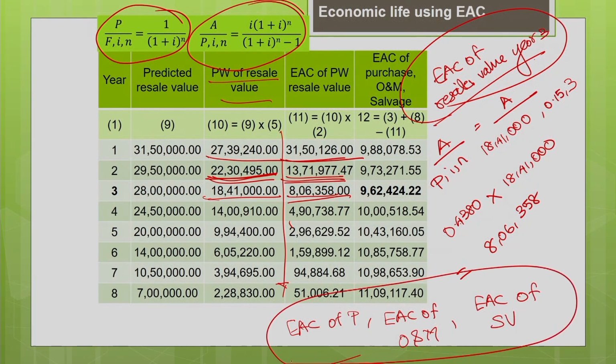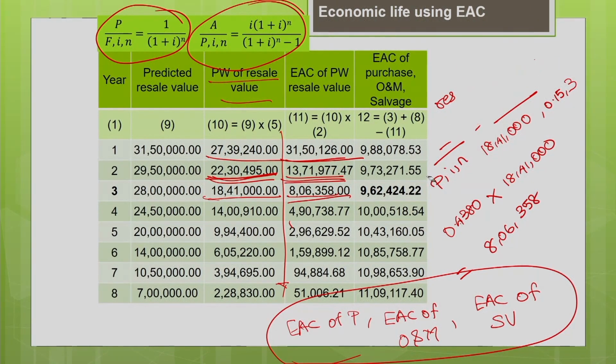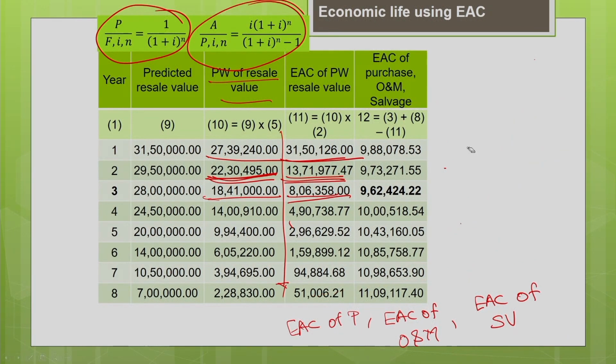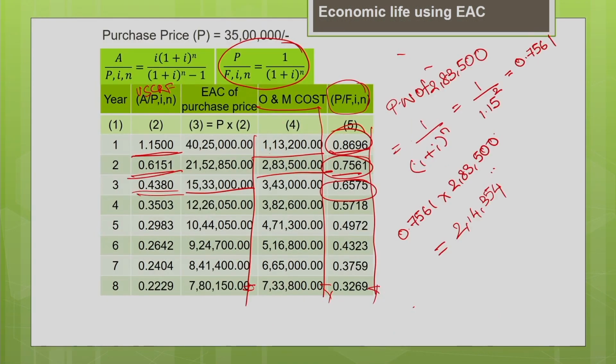Okay. So, now you can find the total cost. So, how to find the total cost? So, you are supposed to add the purchase price and the operating and maintenance cost. Your salvage value is an inflow, cash inflow. So, you subtract it. Okay. So, what is your equivalent annual cost of the purchase price for the year 1? Equivalent annual cost of the purchase price is 40,25,000.